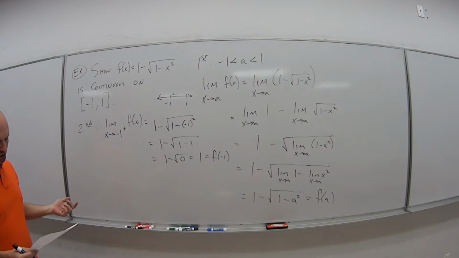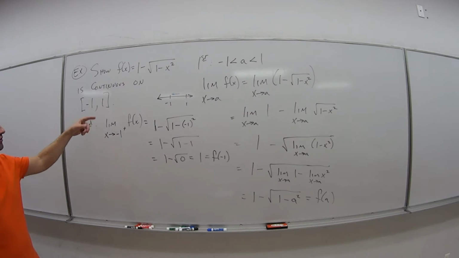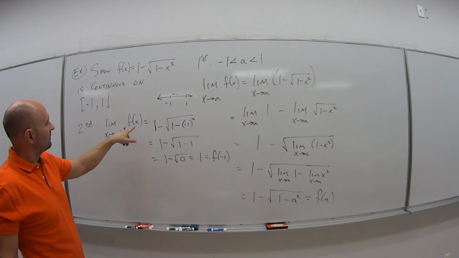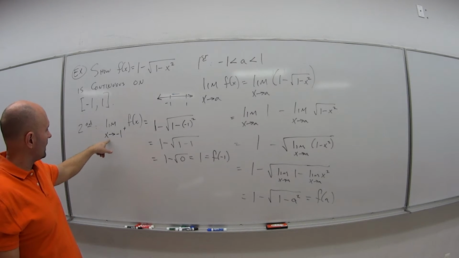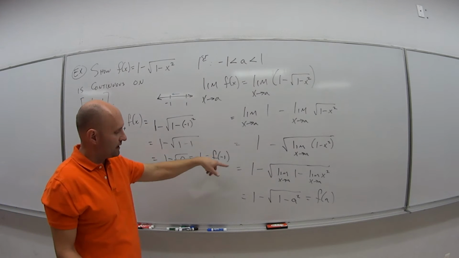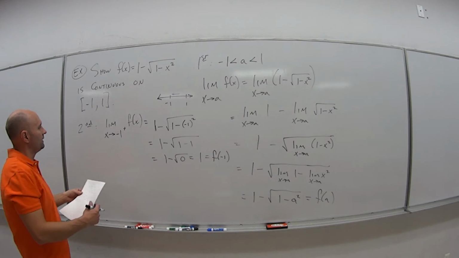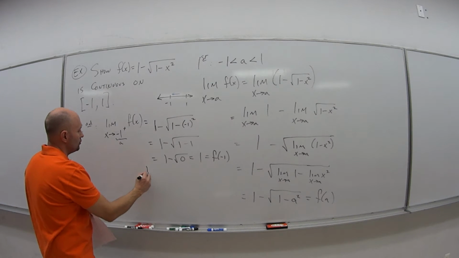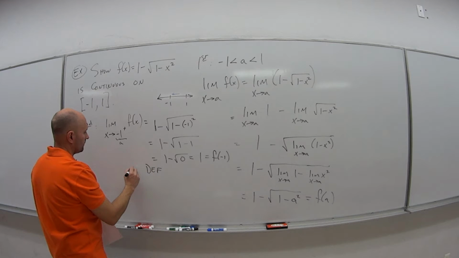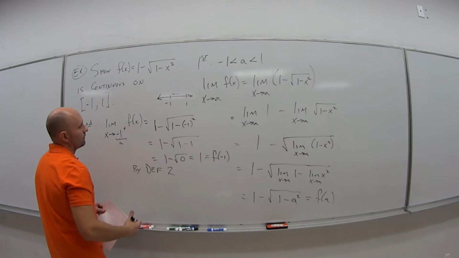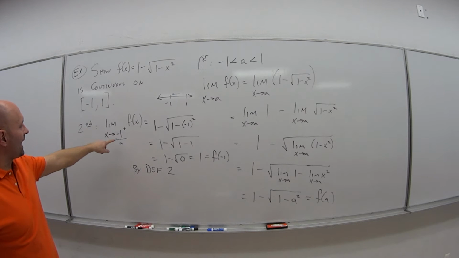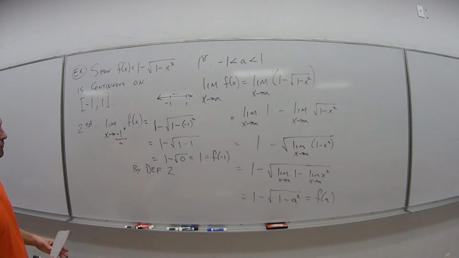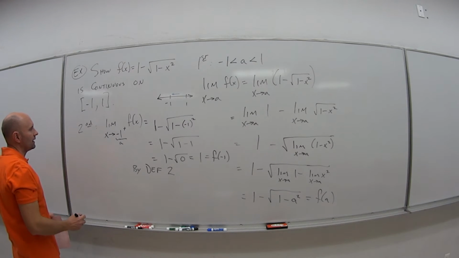So using definition 2, it's continuous at this point if it's continuous from the right, and the limit as it approaches this number from the right is actually equal to that f of a value. And here our a is -1. So by definition 2, this function is continuous at -1, because it's continuous at -1 from the right, which is equal to f of a, in this case, -1.